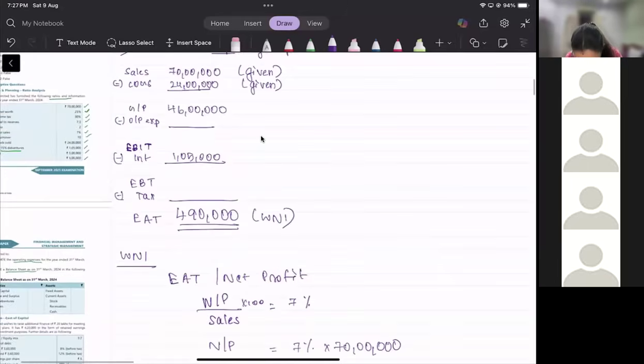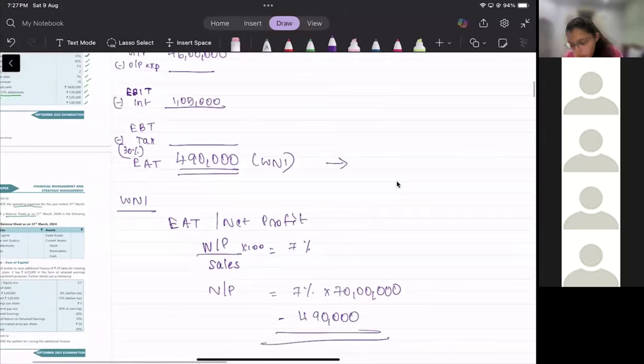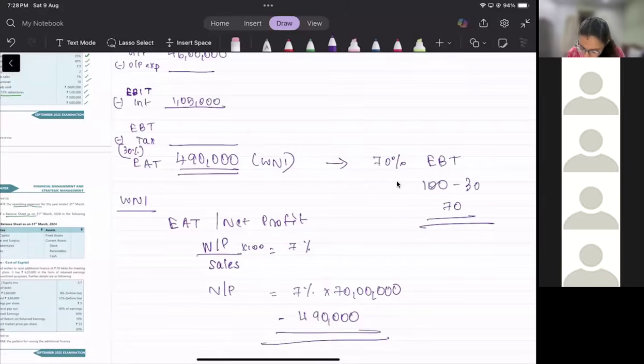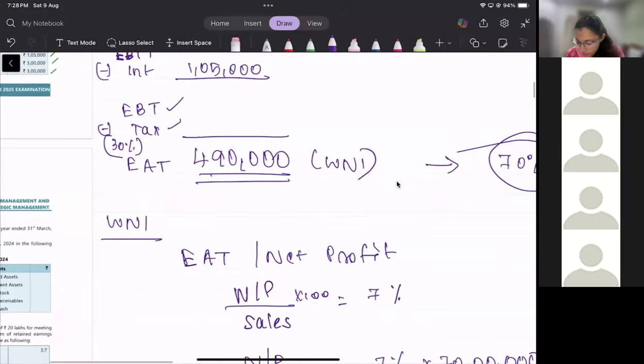From this, see, tax in percentage is given in the question, right? 30% tax is given. So, tell me, what would this earnings after tax be? We can consider it as 70% of EBT. Correct? Because say if EBT is 100, tax is 30%. So you will get your EAT as 70, right? So this 4,90,000 we can take as 70% and compute this tax as well as this EBT. Correct? So how will you find out?